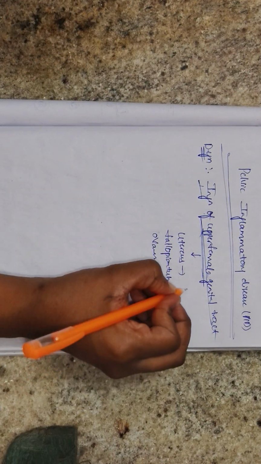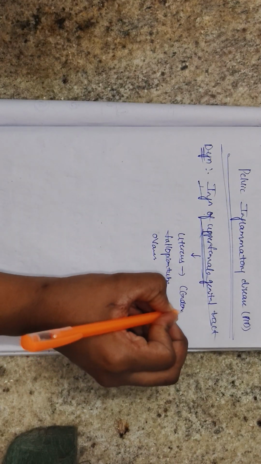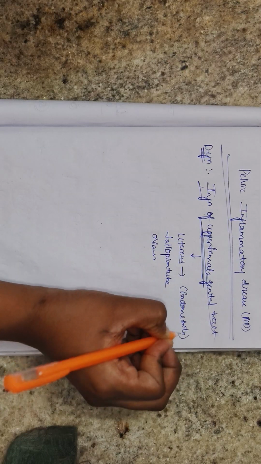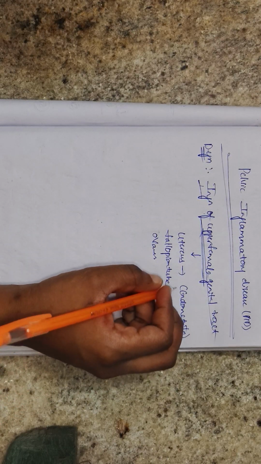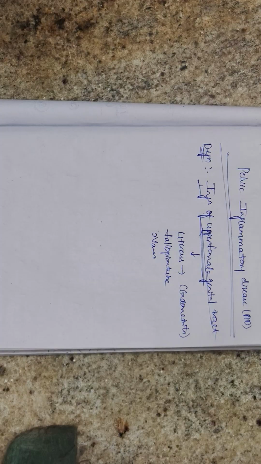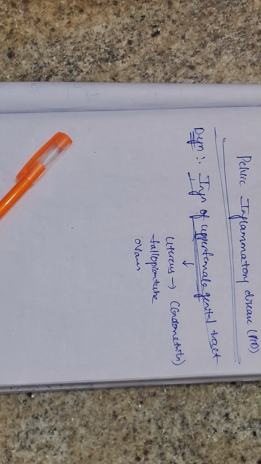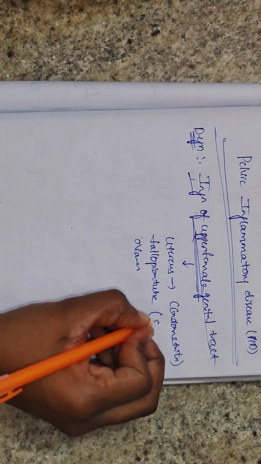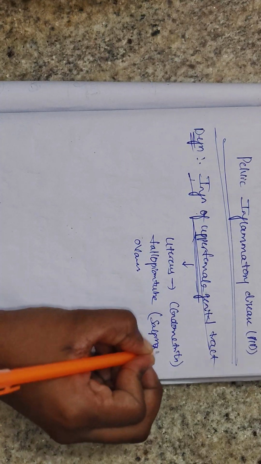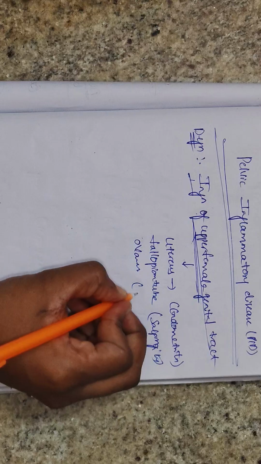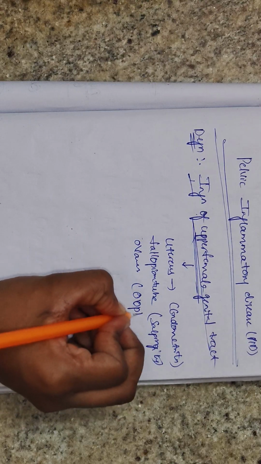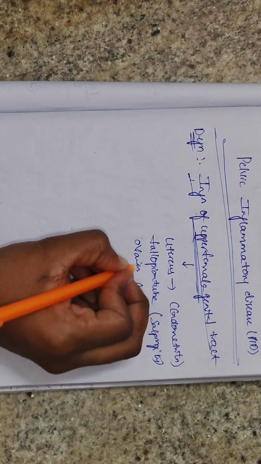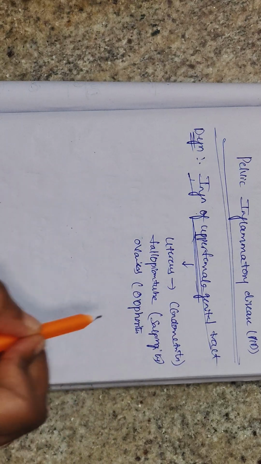Infection of the uterus is called endometritis. Infection of the fallopian tube is called salpingitis. Infection at the ovaries is called oophoritis. Okay, this is ovaries. So this is the definition. You should remember the definition.